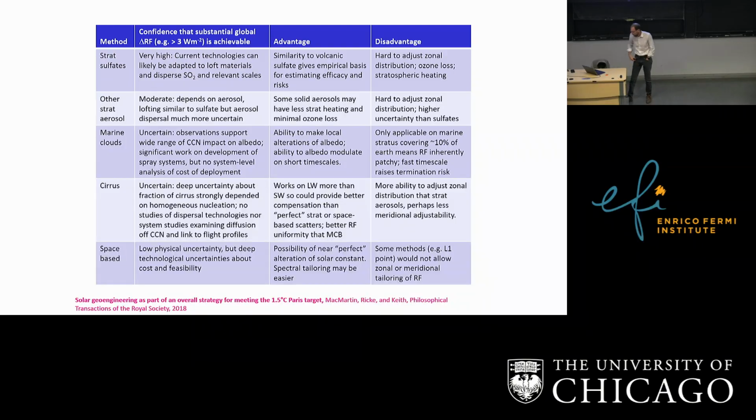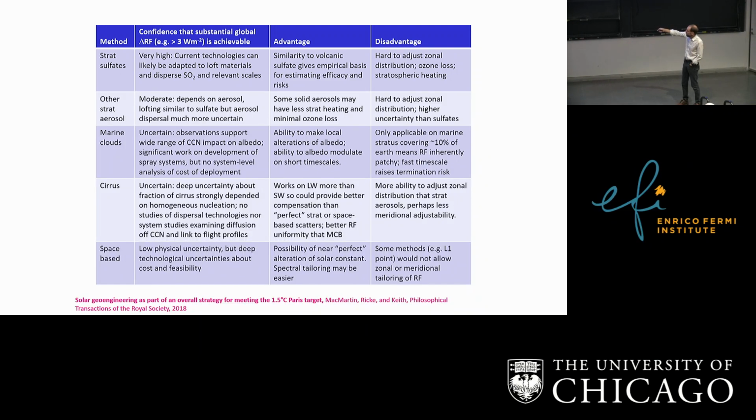Now I'm going to quickly go back to this question of comparing the different methods. At the beginning, I told you there were a bunch of different methods, then I spent most of the time on stratospheric aerosols, and particularly sulfate aerosols. Now I'm going to quickly remind you there are a bunch of other methods, and say a little more about marine cloud brightening. This is a table that compares the methods a little bit. I'm not going to talk to the table in detail, but I think it's fair to say that space-based methods, as I said, have low physical uncertainties but deep technological uncertainties.